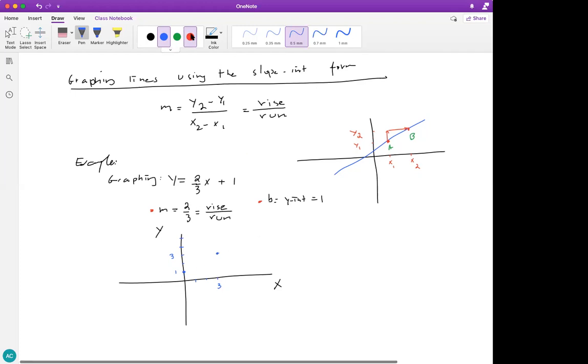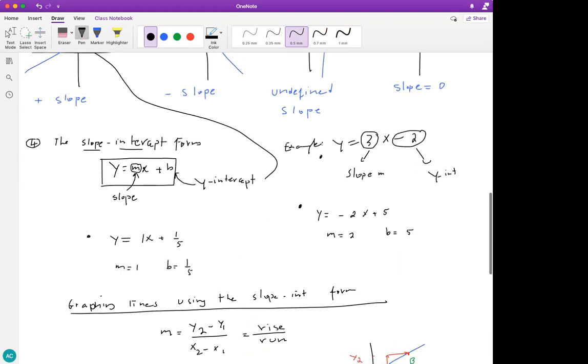So now we can join those together with a straight line that goes like this. This is the graph of line 1. If you call this line 1, this would be the graph of the line. Okay, so that's a very quick method of graphing straight lines when you have an equation in the y = mx + b form, because it gives you the slope, which is the rise and run.